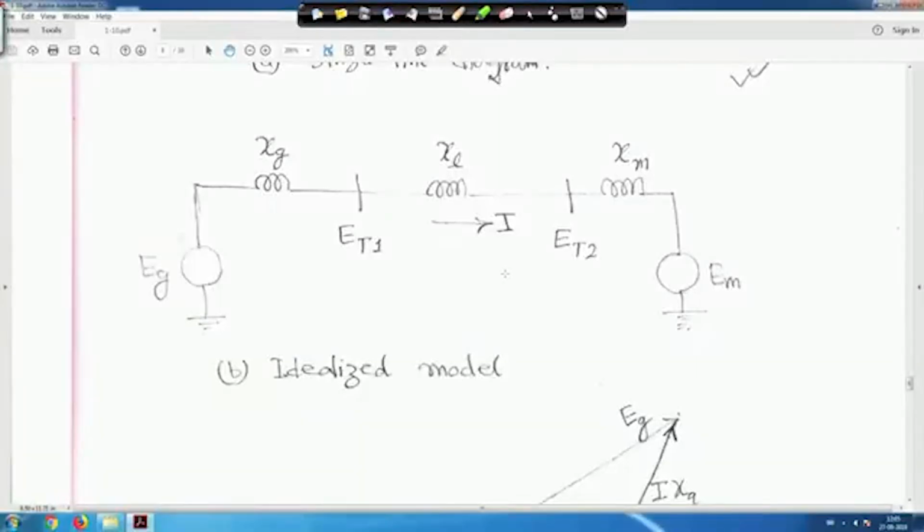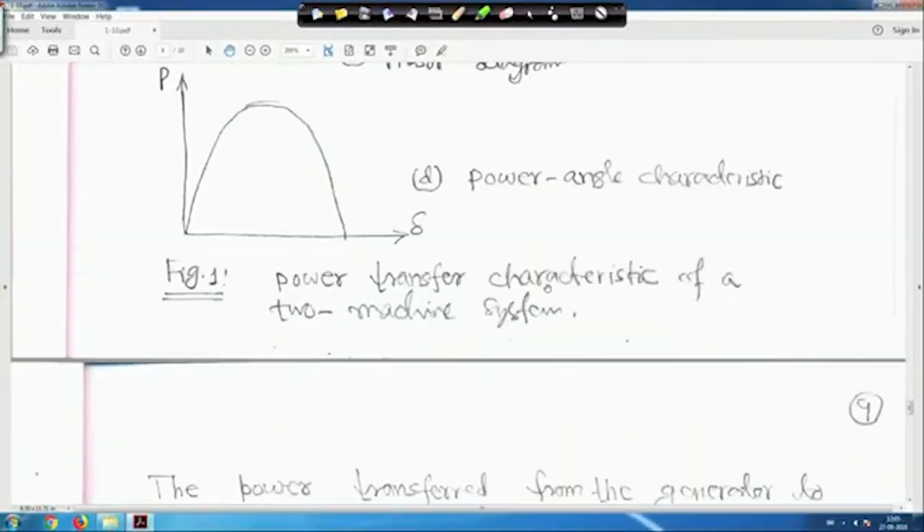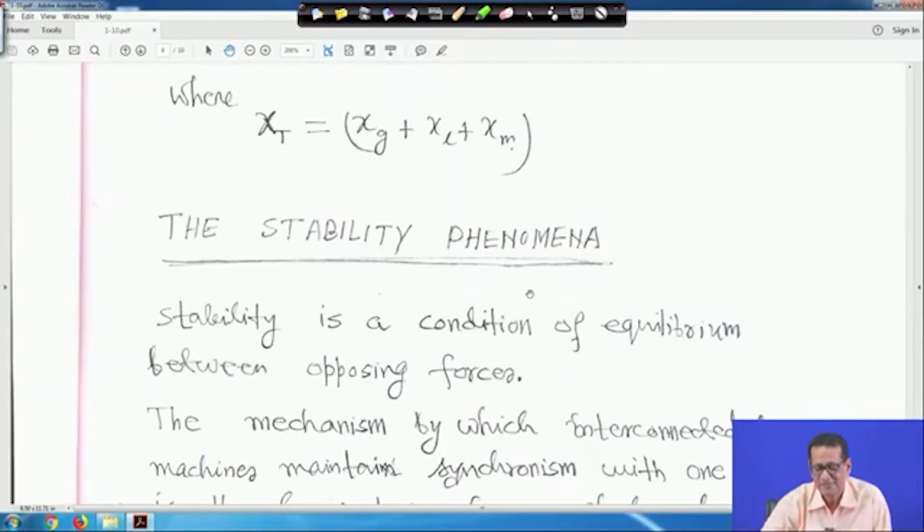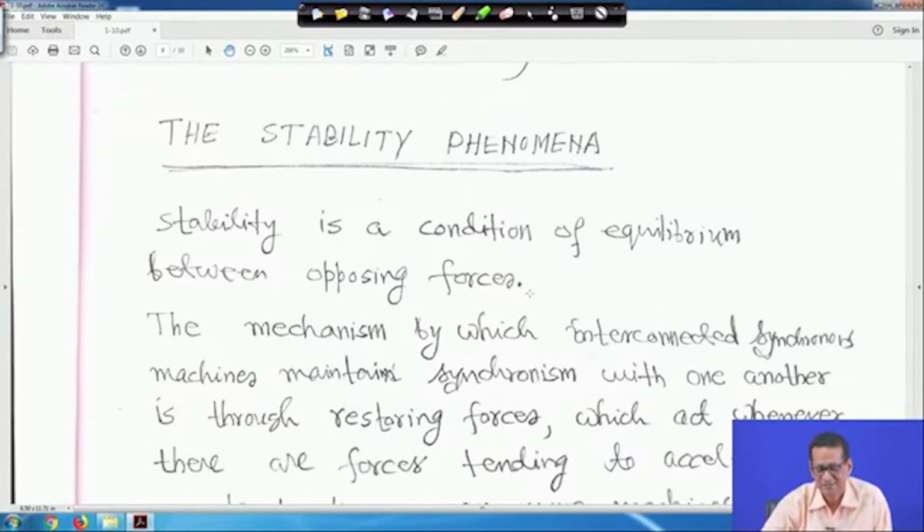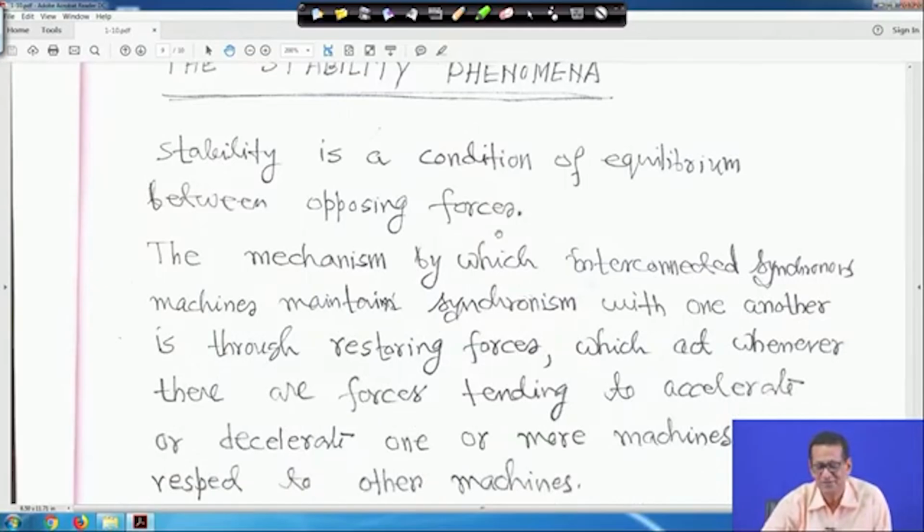We are back again. So this phasor diagram is a very simple one for this system. Next is the stability phenomena. Stability is a condition of equilibrium between opposing forces.